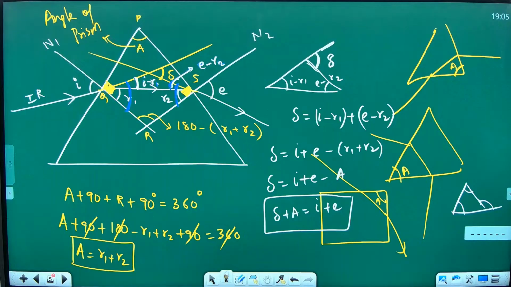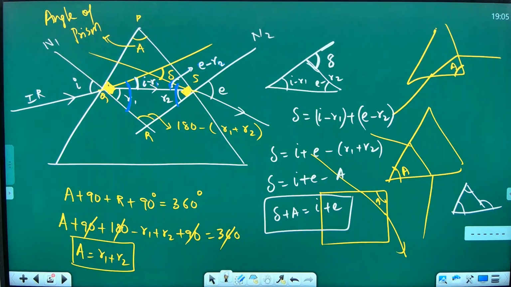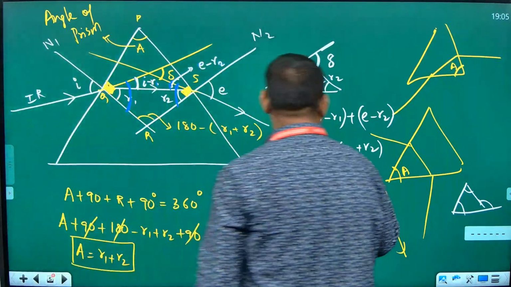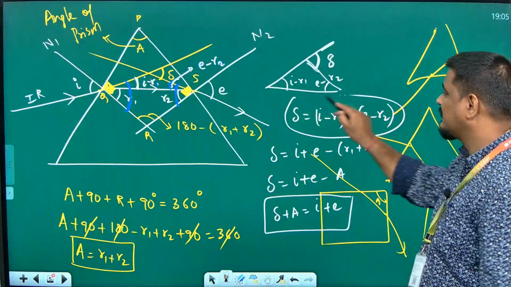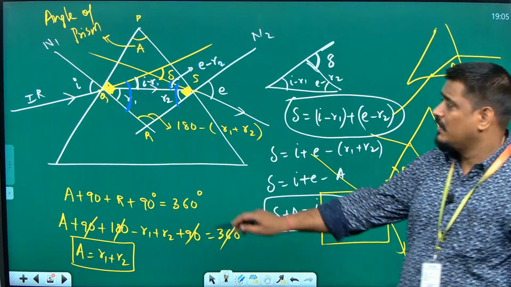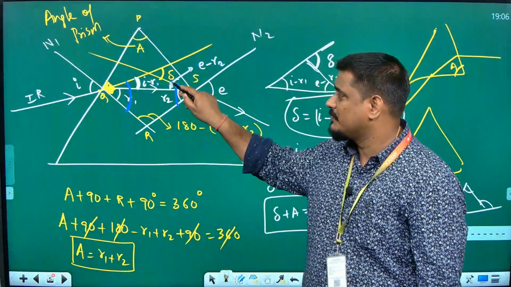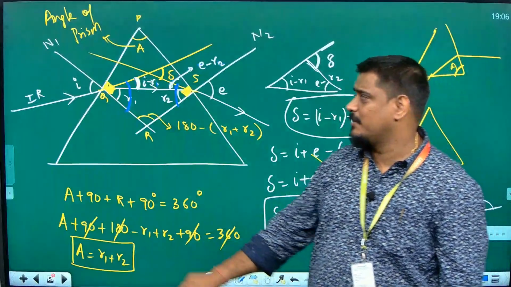If it is clear to you, please tell me, Prism. Sir, I can't understand how you got the I and how I got? That is equal to I minus R1 and E minus R2. This one you are asking. Before that, sir, how did you mark it as E? This angle you are asking. Yes, sir. Okay.